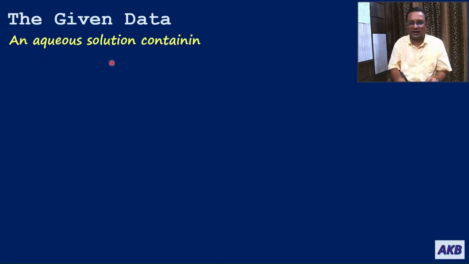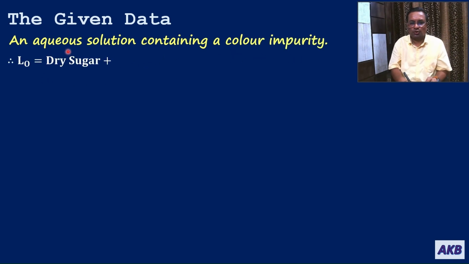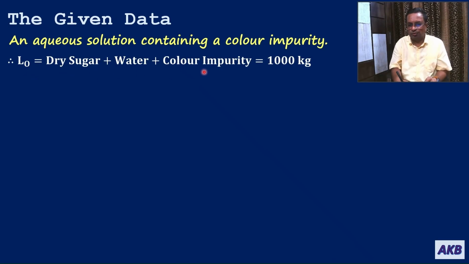So you have an aqueous solution containing a color impurity. The quantity of aqueous solution, as per our notation, we denote as L0. So L0 in this case is mass of dry sugar plus mass of water plus color impurity. And we are supposed to handle 1000 kg of such a solution, 1000 kg of sugar solution that is containing color impurity in it.